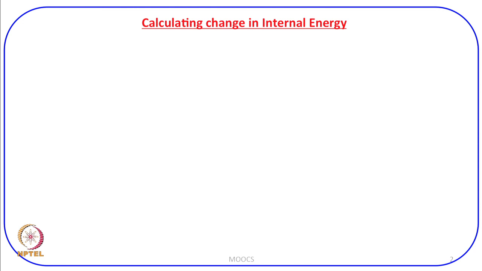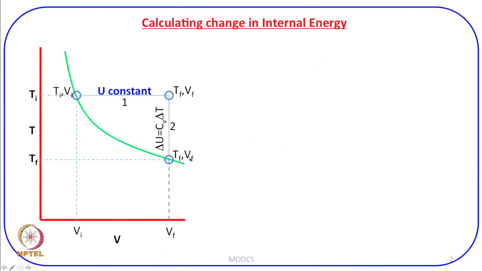Since in order to calculate the work, we need to calculate the change in internal energy, let us see how we can do it. This is a plot of temperature versus volume, and this is how the temperature will fall when the volume increases. Why does the temperature fall when the gas expands under adiabatic conditions, or why will the temperature increase when the gas is compressed under adiabatic conditions?